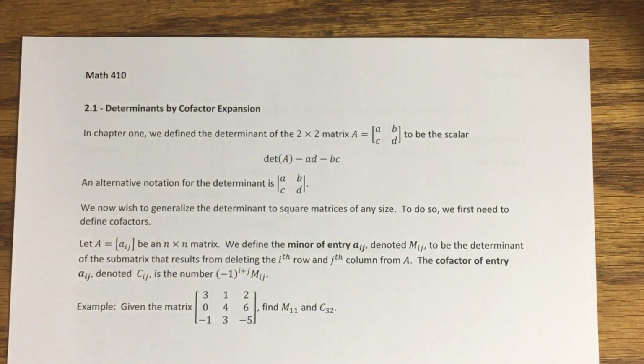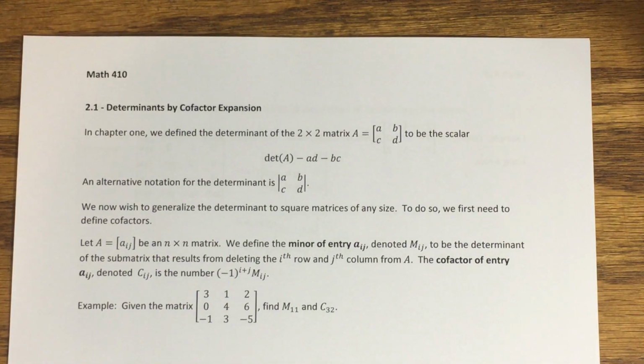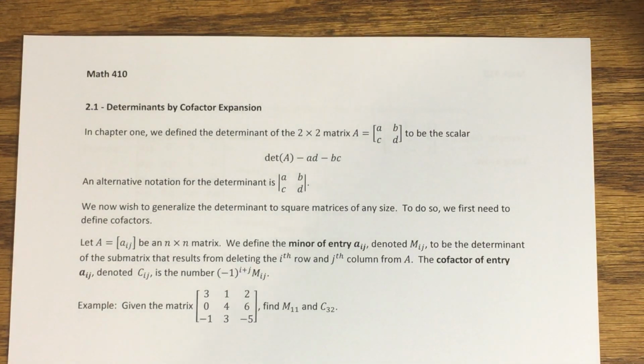Okay, so we're starting chapter 2 now. Chapter 2 is significantly shorter than chapter 1. We only cover 3 sections in this chapter, and we actually only cover part of section 2.3. We're not going to be covering Cramer's rule. Now, chapter 2, the focus is all on determinants.